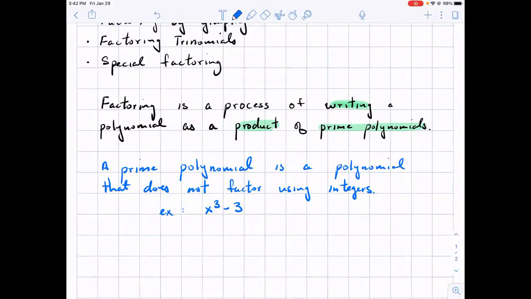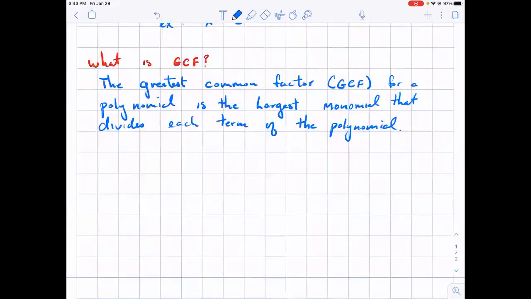So before we get into the factoring, we have to figure out what is GCF, greatest common factor. So what is GCF? The greatest common factor, abbreviated GCF, for a polynomial is the largest monomial. And if you recall from when we looked at polynomials, a monomial is a single term polynomial that divides each term of the polynomial.